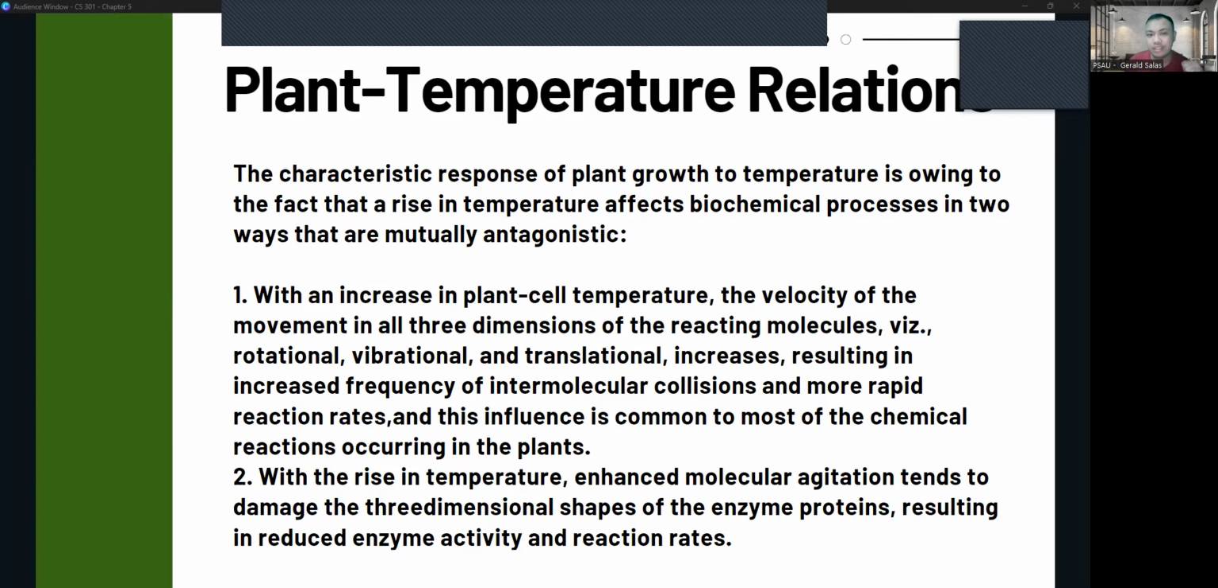Now, the characteristic response of plant growth to temperature is owing to the fact that a rise in temperature affects biochemical processes in two ways that are mutually antagonistic.